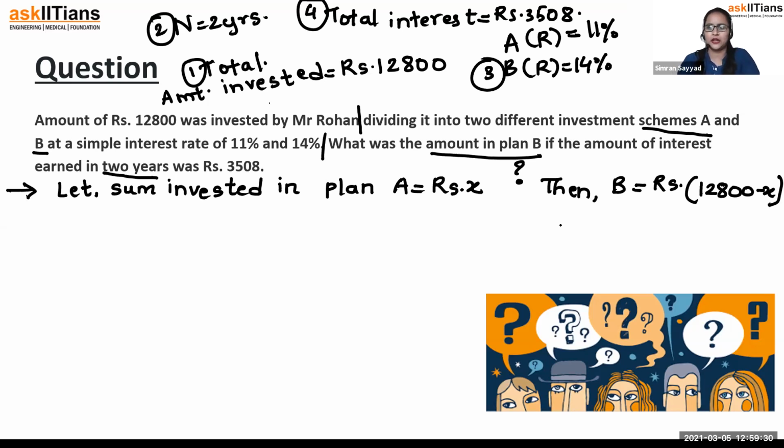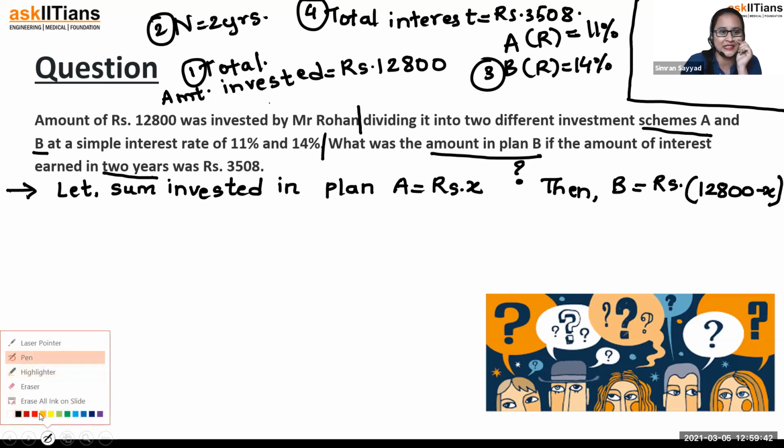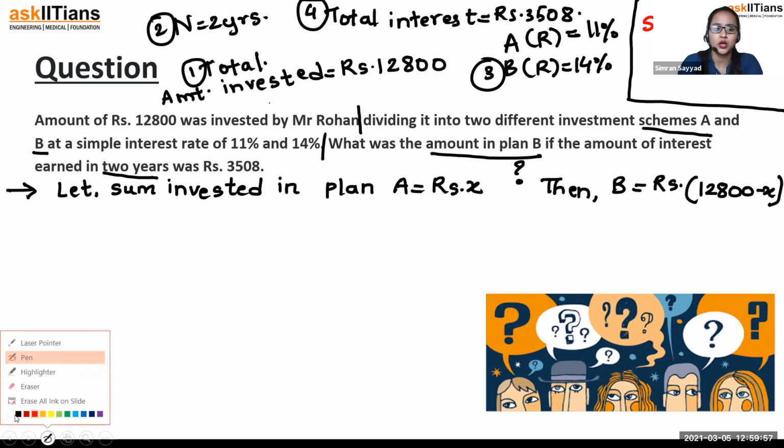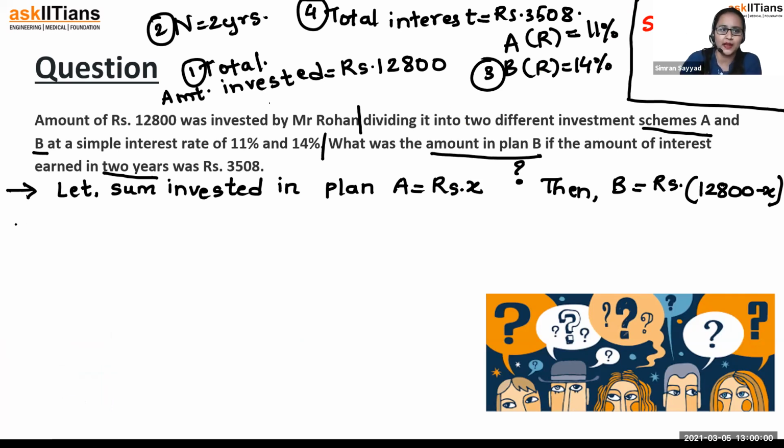Now, after that, we know the formula for interest. What is the formula for interest? Tell me quickly. Simple interest, yes, I'm talking about simple interest. Simple interest is nothing but P into R into N whole divided by 100. Yes or no? So now what are we going to do here? There are two investments, so we have to apply the formula two times. Therefore, for A, what will be the formula? P is X. What is the rate of interest for A? See here, it is 11%.